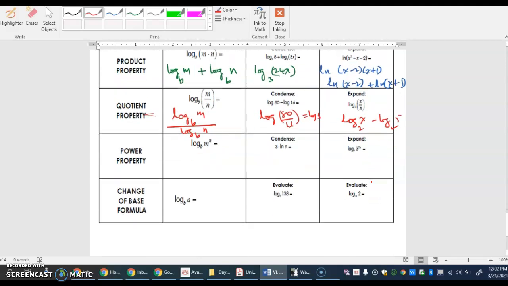All right. Power property. This is the favorite property of mine. The n will become the line leader. So n log m base b. So this, if you have to condense, it will become ln 9 cubed. And here, if I'm seeing this correctly, this is 3 to the power of 2x. So this is 2x log 3 base 7.